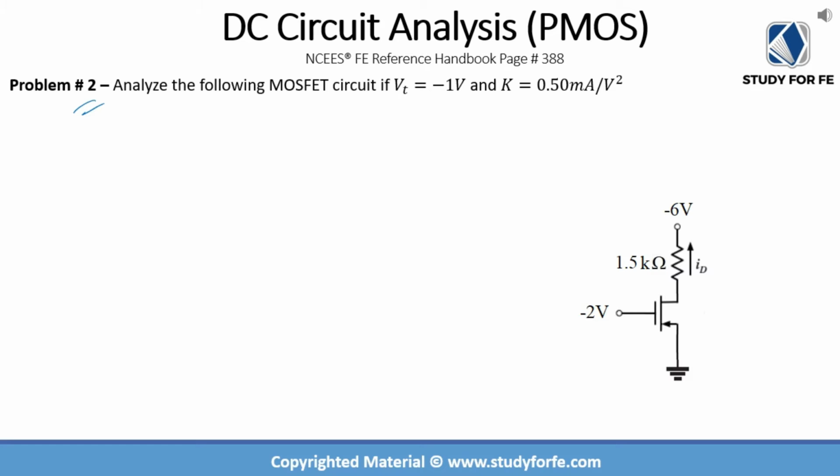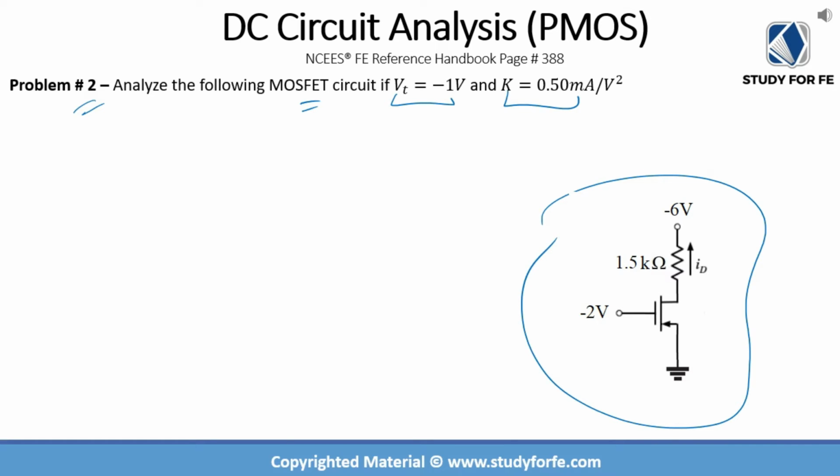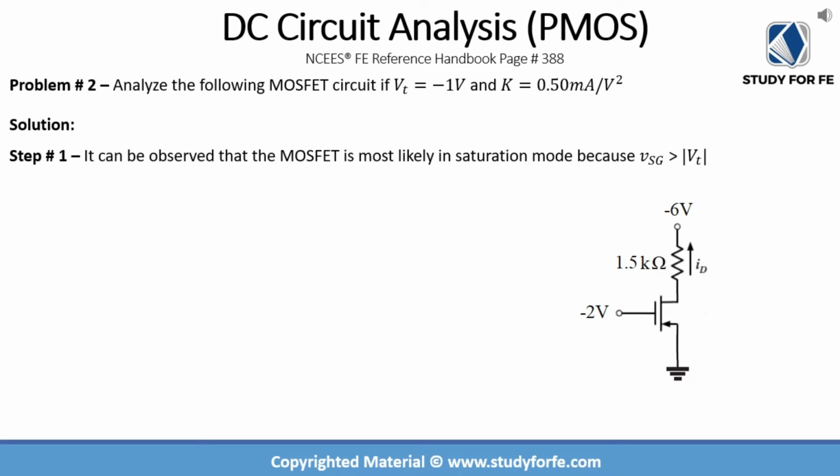Problem number 2 is asking us to analyze the MOSFET circuit. Now the VT value is equal to negative 1 volt, and this is a K value, and this is the circuit that we're dealing with. So this MOSFET is most likely operating in the saturation mode. Why? Because when you look at our VSG, this is VS, and this is VG. When I do VSG, it becomes VS minus VG.